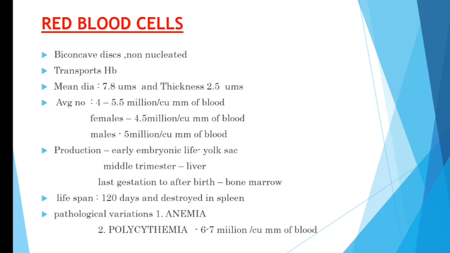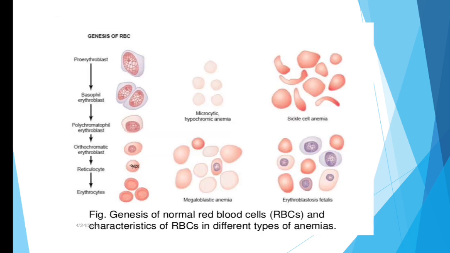RBCs are biconcave discs, non-nucleated. They transport hemoglobin, and their mean diameter, thickness, and average number are written. Production occurs in early embryonic life in the yolk sac, in the middle trimester in the liver, and from the last trimester to after birth in the bone marrow. The lifespan is usually 120 days and they are destroyed in the spleen. There are some pathological variations like anemia and polycythemia.